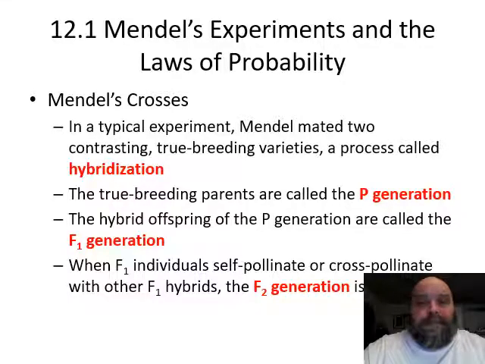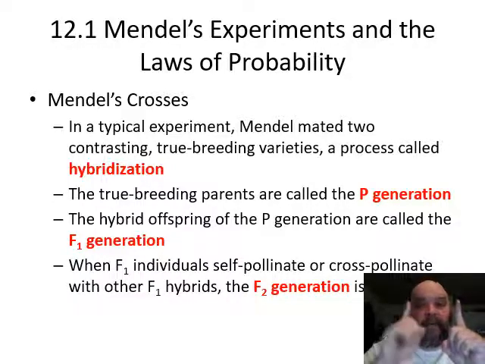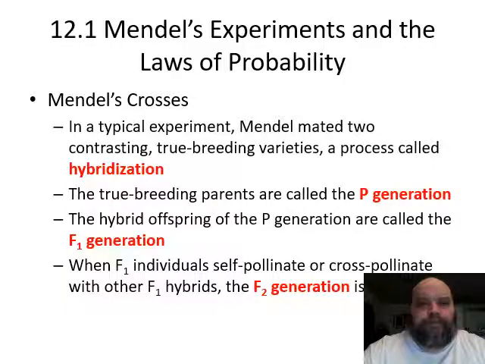Now, this breeding, he referred to it as hybridization. The making of a hybrid is literally what that means. The hybrid is his way of saying the blending of plant A with plant B to give you offspring. Hybridization. The original plants he started with in his experiment, he would refer to those as the P generation.